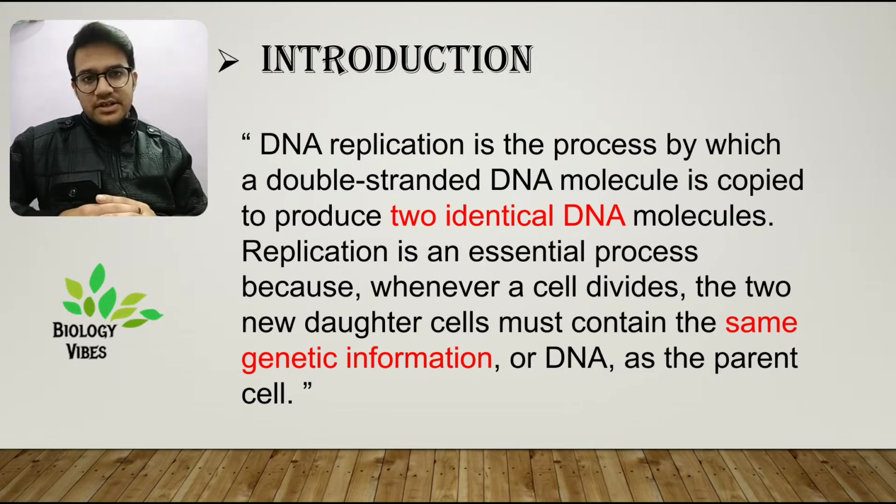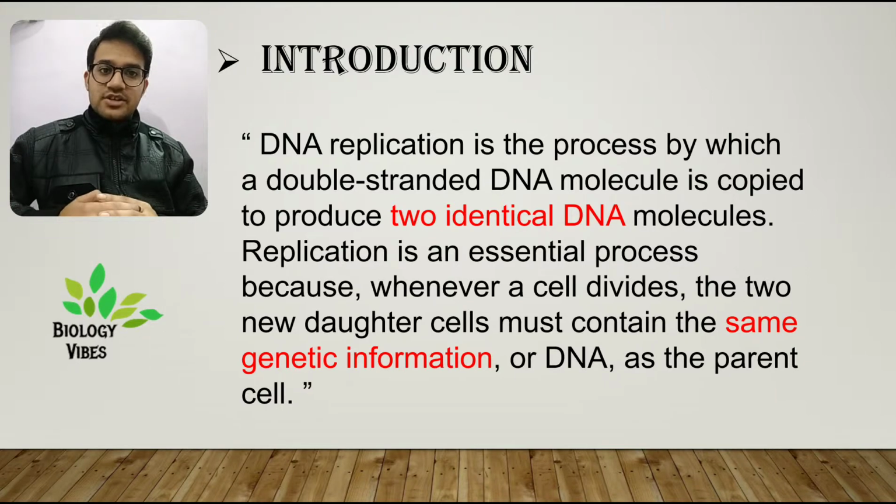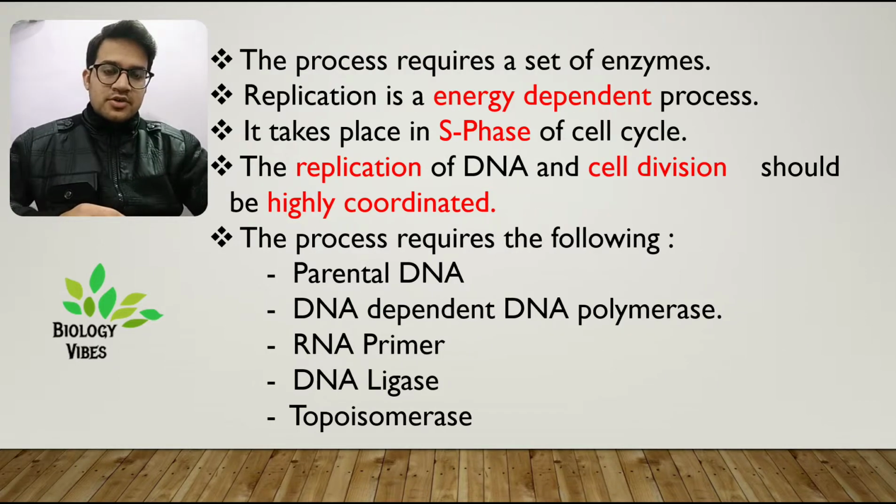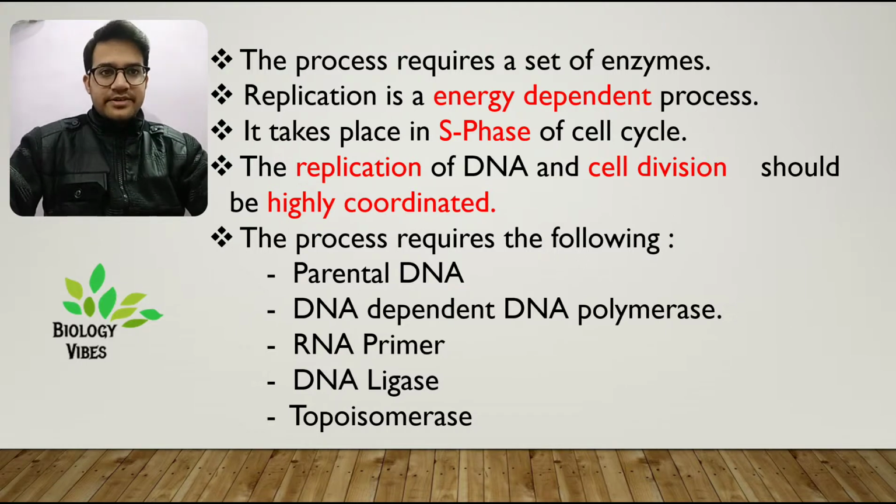So the cell division and the DNA replication should be highly coordinated. That's important because the DNA is the actual genetic material and it has to pass on the genetic information, which is important for the survival of the cell. So it was about what DNA replication is and why it is important. So let's have a look at the machinery which is there.